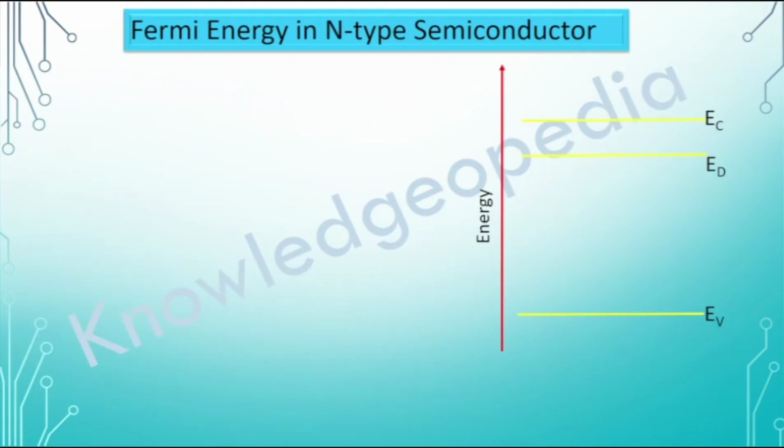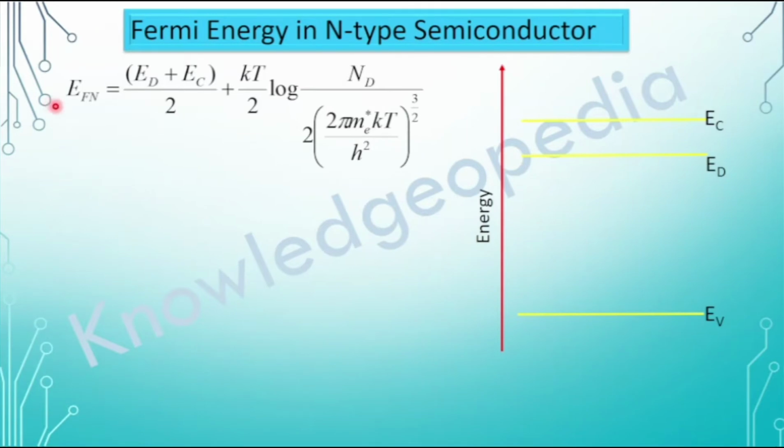First we will see the N-type semiconductor. The expression for the Fermi energy in case of an N-type semiconductor is given as EFN equals ED plus EC by 2 plus KT by 2 log of ND by 2 into (2 pi m star KT by h square) whole to the power 3 by 2. What are the quantities over here?